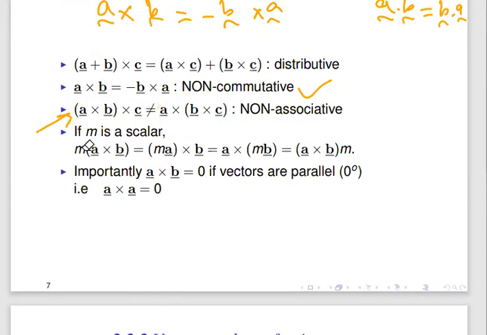If you have a scalar, you can move this scalar into A or B like this. Scalar multiplication works well with the cross product.